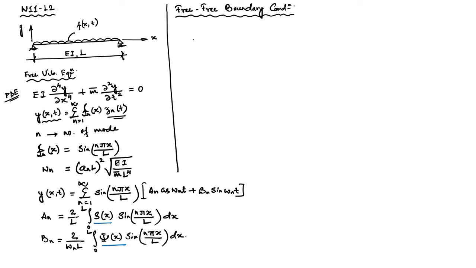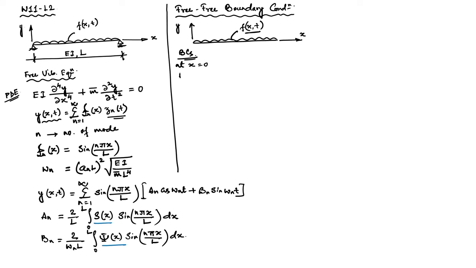Now, if we have free boundary condition, then obviously we have, this is the beam, and then we have the coordinate system. So, this is our f(x, t). Obviously, for the time being we are not solving the forced response. So, we do not need this forcing function for the time being. So, we will again derive the expression for free boundary conditions. So, boundary conditions in this case is at x equal to 0.